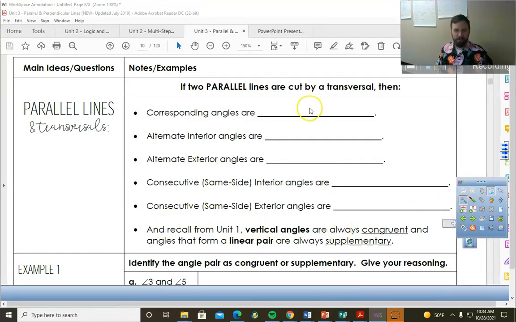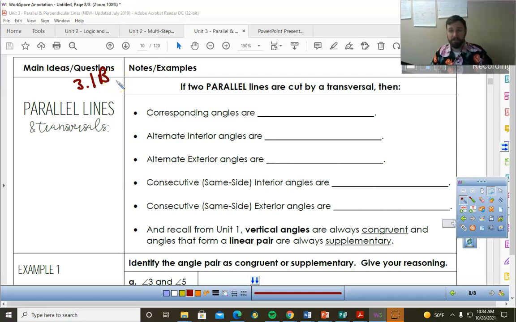Today we are looking at 3.1b, and we're going to be looking at parallel lines. Now, what makes parallel lines special?